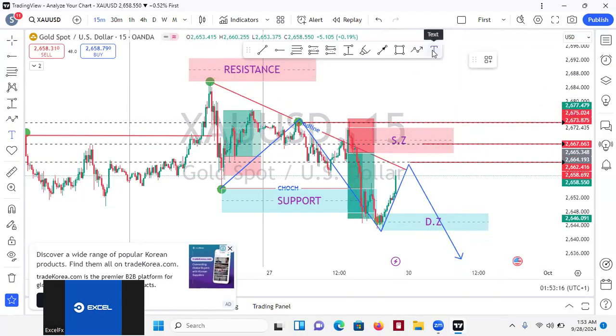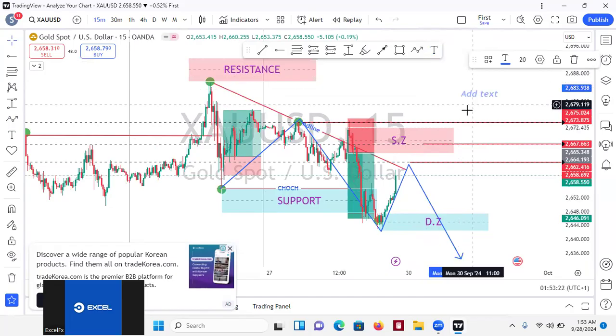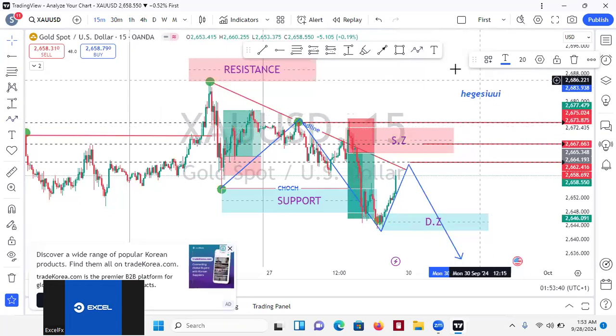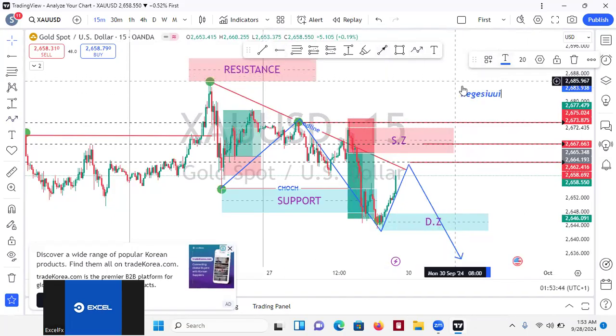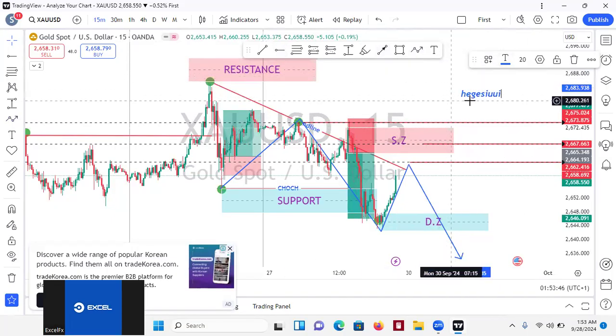For the last one, the text tool, I use it just to do some notes in my charts so that I won't lose guard or miss the concept or what I'm looking for in the market. So you can just type anything pertaining to whatever you are looking for. That is how I use all of these tools in the market.